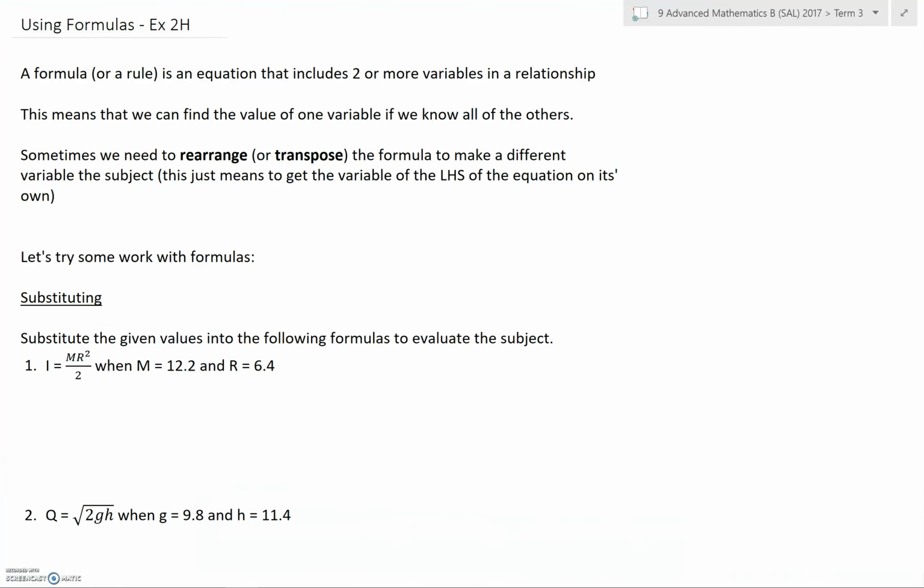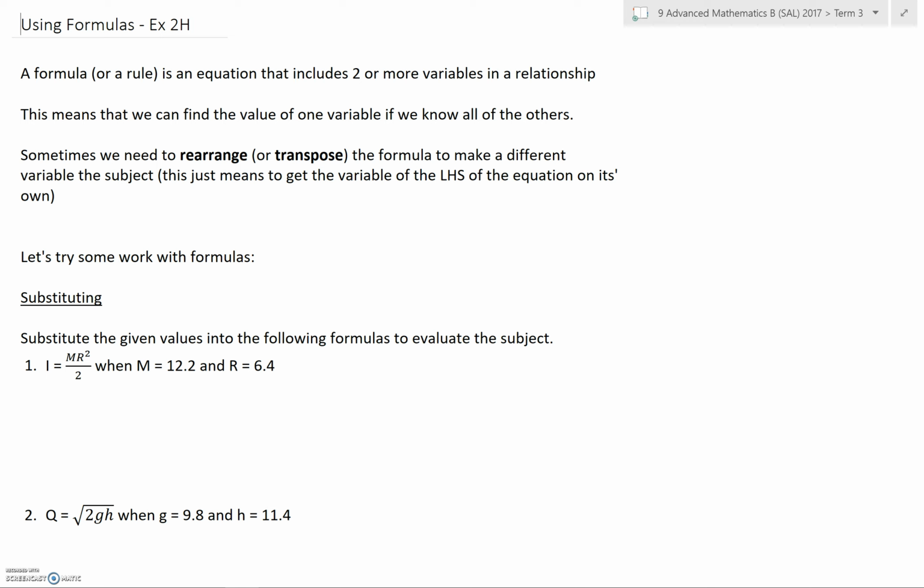Hi everyone, welcome back. So this is the last topic we're going to work on in chapter 2 of your textbook, and it's one on using formulas, and really this is just revision that we've worked on before. So just a reminder that a formula or a rule is just an equation that includes two or more variables, and it shows a relationship of different things and how they work together.